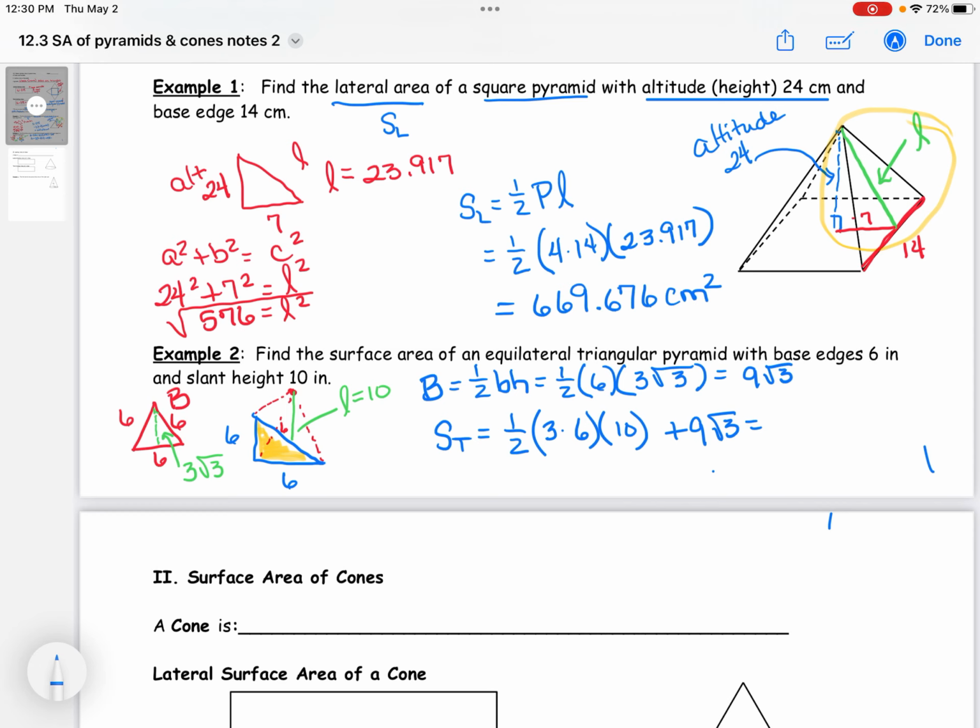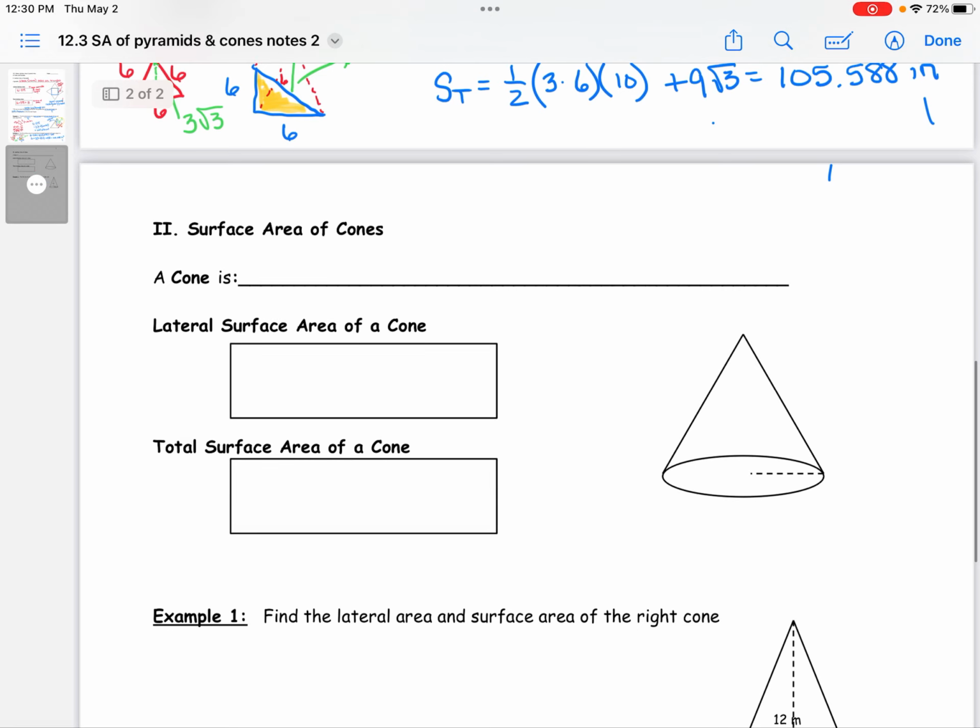And that is going to be 105.588 square inches. So I guess the lesson to be learned here is there's always something you've got to find. It's either the height of the base, part of the base, or the slant height, or something. So beware.